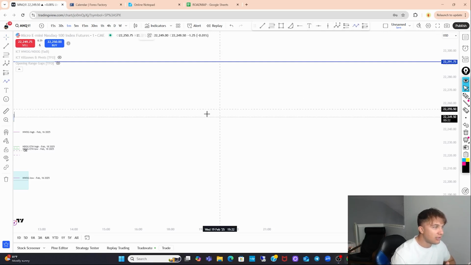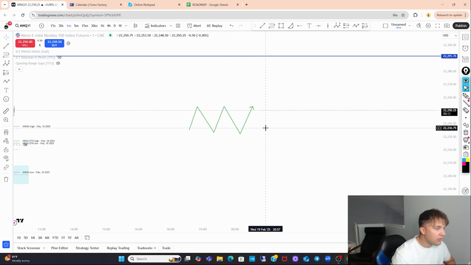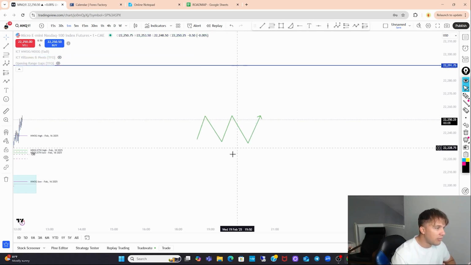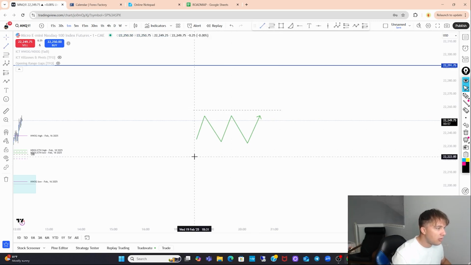So it looks like this. And I'm going to make this green for accumulation. And we have to understand what's going on in the accumulation phase. We have resting liquidity above and resting liquidity below. We call this sell stops and buy stops. So above we have buy stops and below we have sell stops.